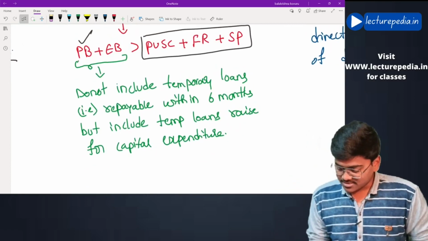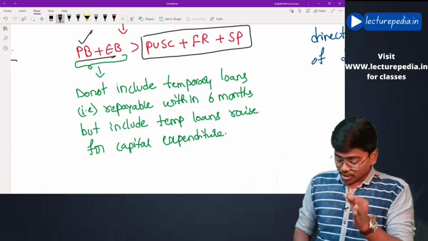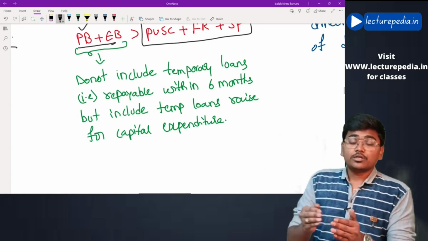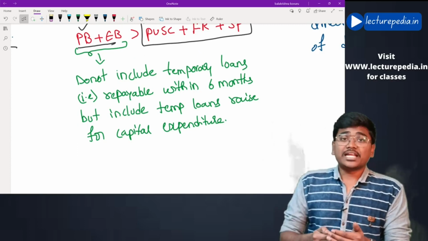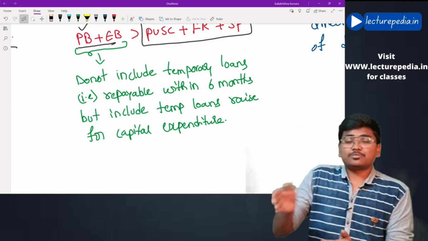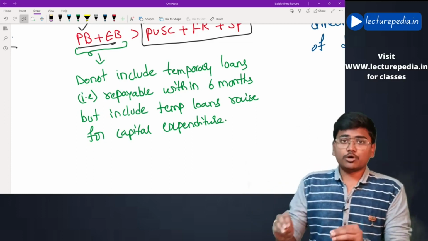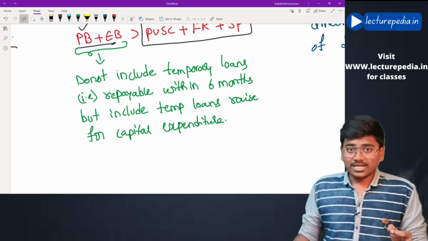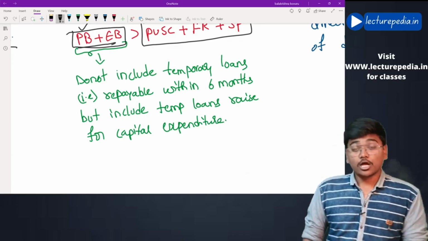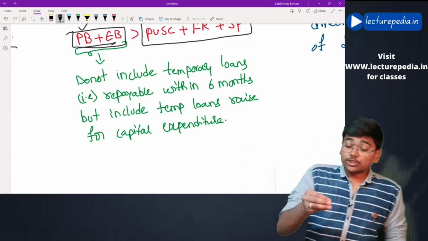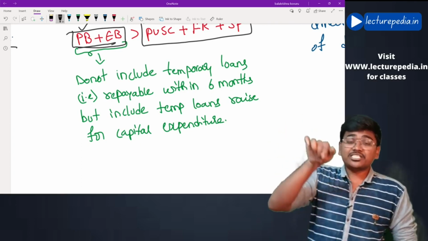Now, while calculating this proposed borrowings plus existing borrowings, you should not include short term borrowings. That means borrowings that are repayable within 6 months would be known as temporary borrowings or short term borrowings. Such borrowings should not be included while calculating this amount. Hope that is clear. However, short term borrowings which are taken for capital expenditure must be included.